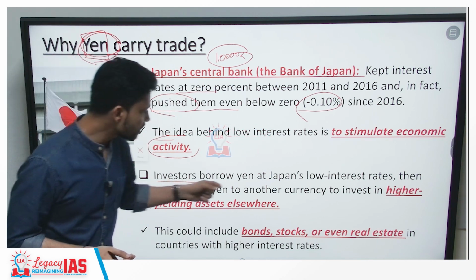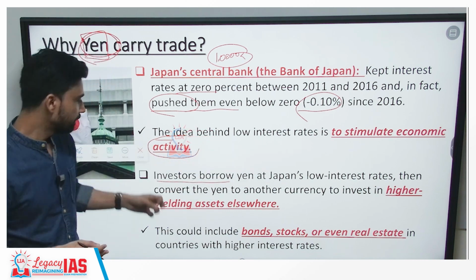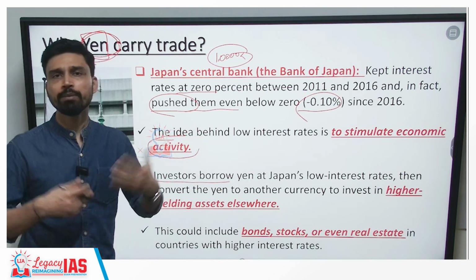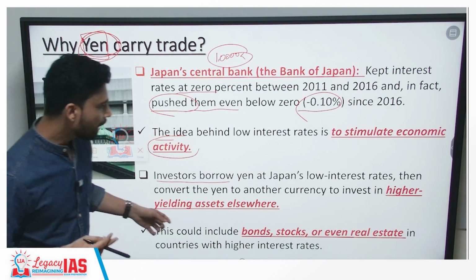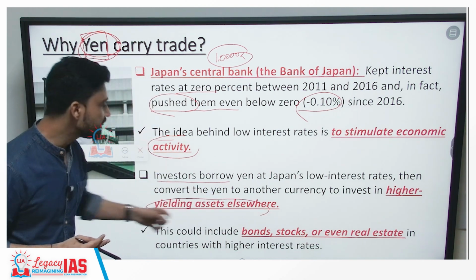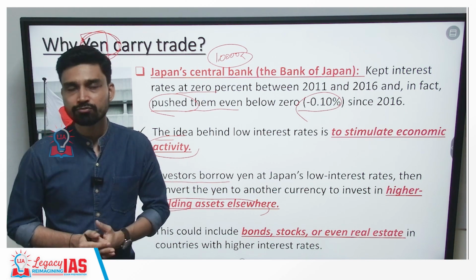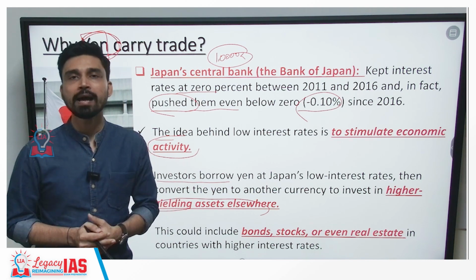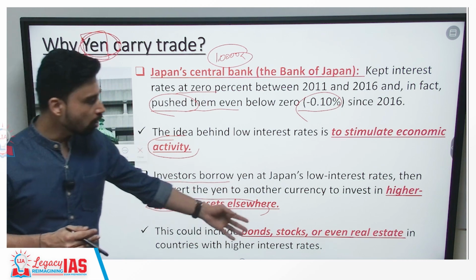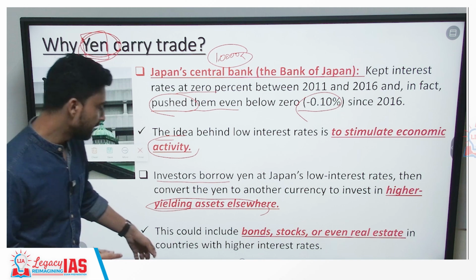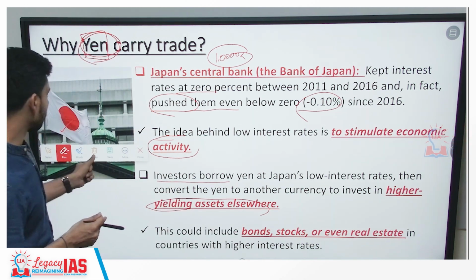However, investors took advantage of this. They borrow yen at Japan's low interest rate, then convert the yen to another currency. This can be dollar, Chinese renminbi, euro or pound, and invest in higher yielding asset classes elsewhere. Now, these asset classes do not have to be restricted to currency only. They can go as wide as bonds, stocks, or even real estate in countries with higher interest rates, whether it is the US, India or China, for example.